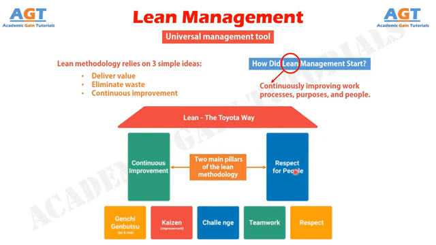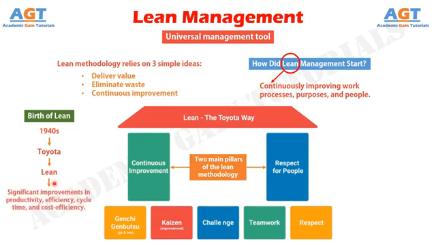Currently, lean management is a concept that is widely adopted across various industries. However, it has actually derived from the Toyota production system, established around 70 years ago. The birth of lean. Back in the late 1940s, when Toyota laid the foundations of lean manufacturing, they aimed to reduce processes that don't bring value to the end product. By doing so, they succeeded in achieving significant improvements in productivity, efficiency, cycle time, and cost efficiency.